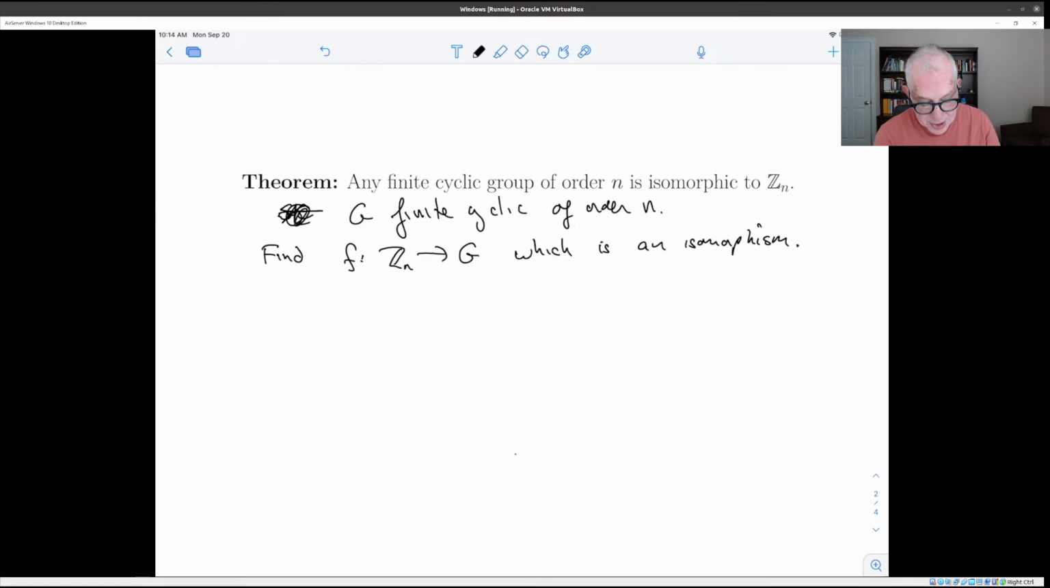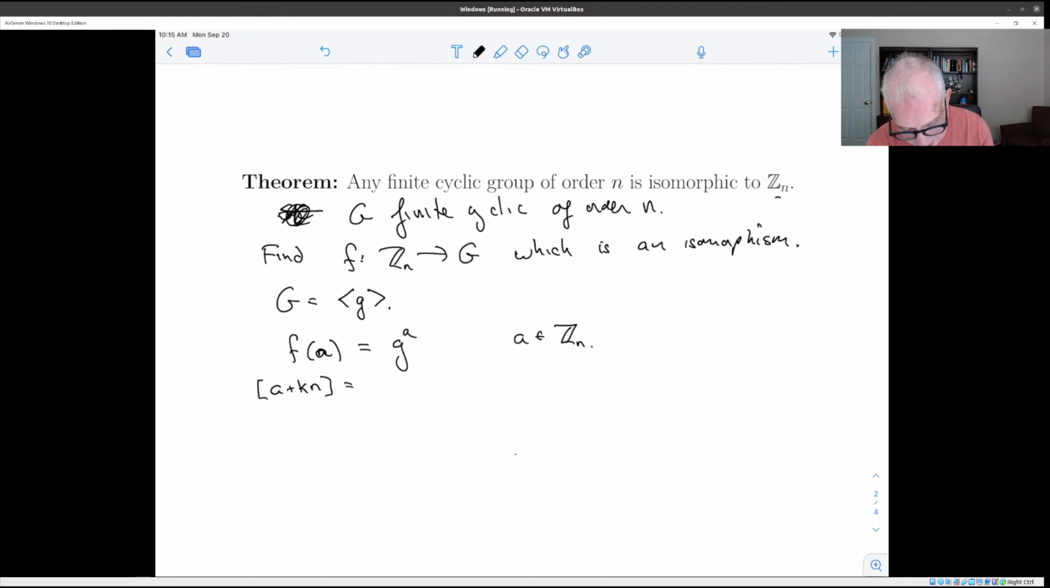And so again, G is generated by some element, little g. And so let's define f of A to be g to the A for A in Zn. Now we have to be a little bit careful here because an element of Zn isn't really a number. It's only a congruence class. And so I could choose a different representative for the congruence class. So for instance, if I were to take A and add a multiple of n to it, because I'm in Zn, this would represent the same congruence class as A. And so it better be the case that if I used a different representative for the congruence class, I get the same answer for my function.